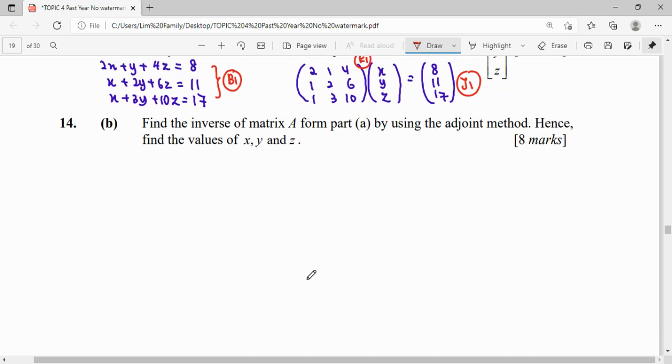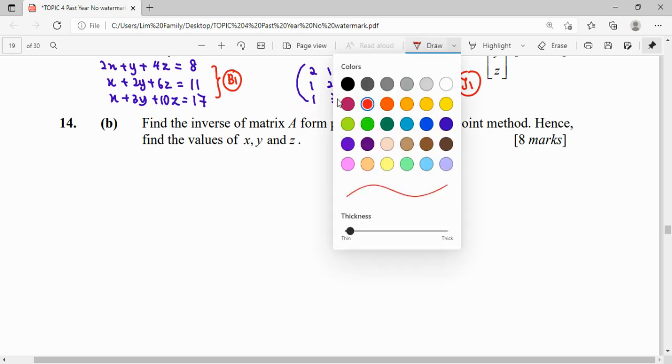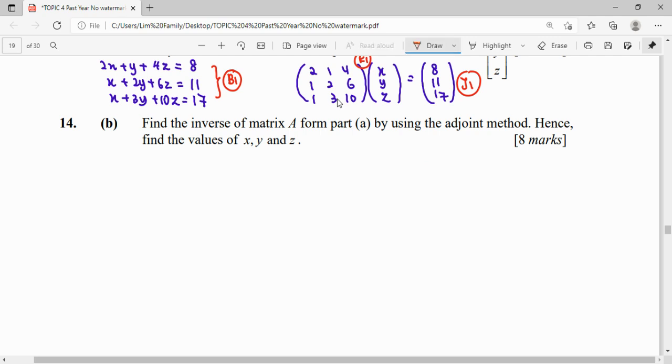Then for question B, they say find the inverse of A. So this is my matrix A as they labeled for us. This is matrix A, this is matrix X, this is matrix B. They say find the inverse of matrix A by using the adjoint method. Hence, I need to use the A inverse that I found to find what our x, y, z are. So I have 2 tasks here.